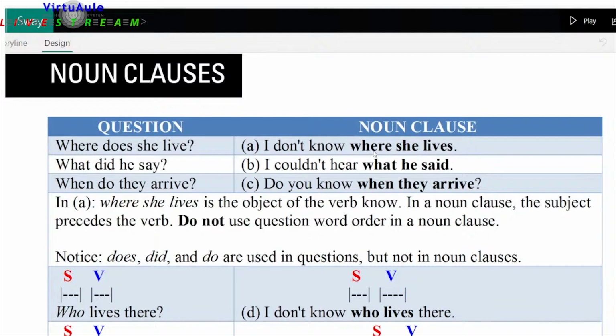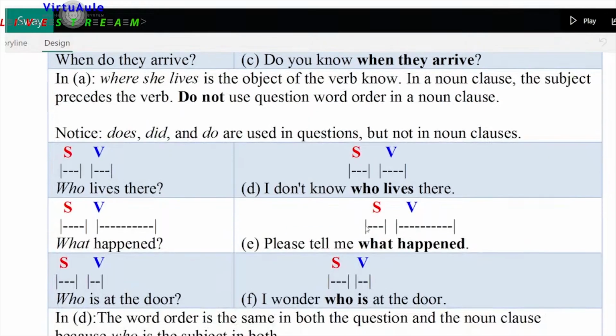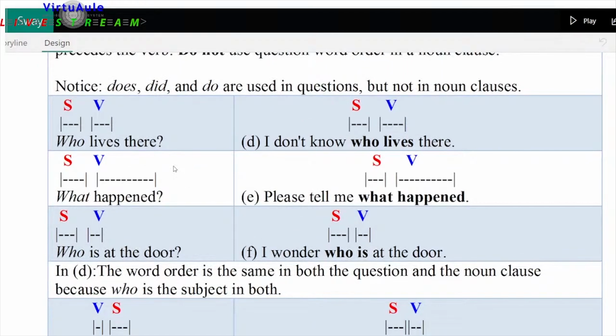In the noun clause, the subject precedes the verb. So we go back to the normal order, where she lives. Do not use the question word order in a noun clause. Let's look at this a little bit more schematically. Okay, do, does, did are used in questions but not in noun clauses.